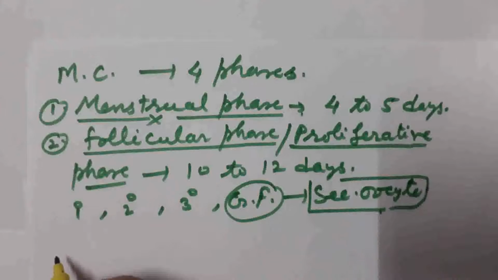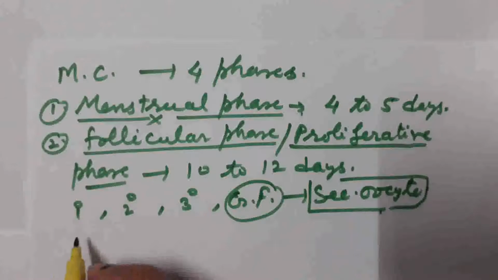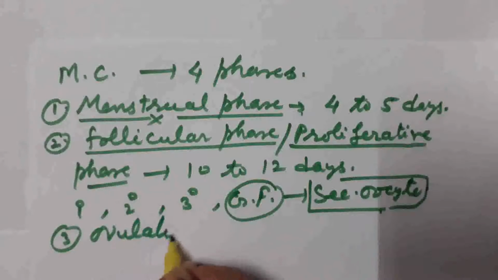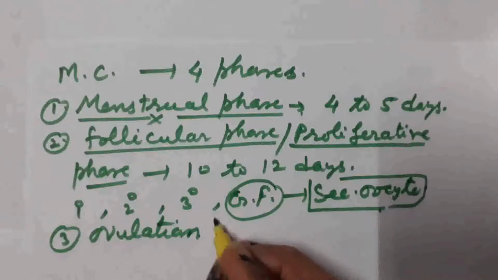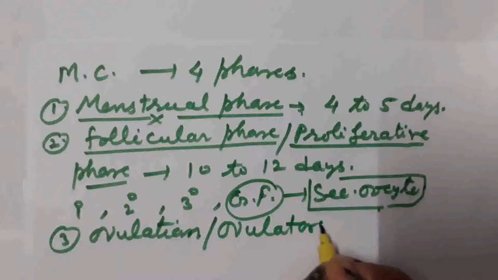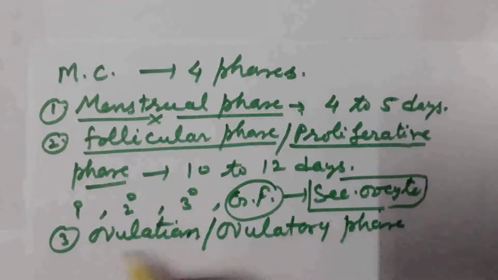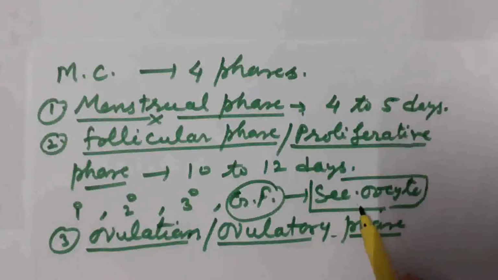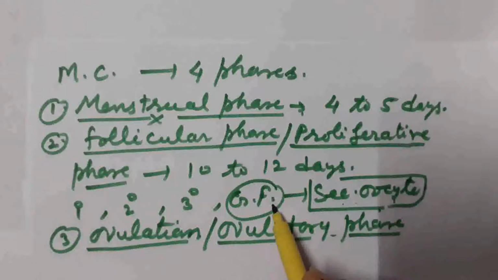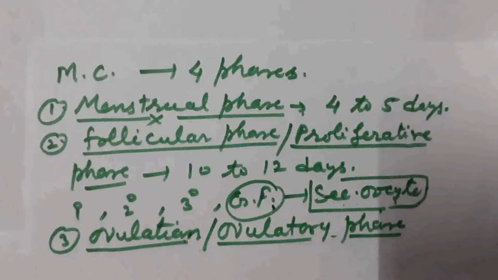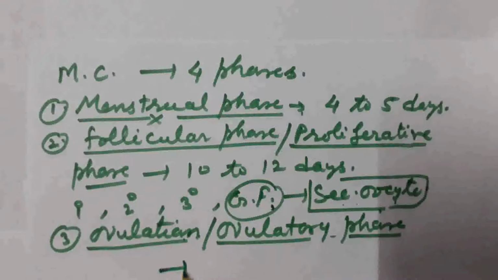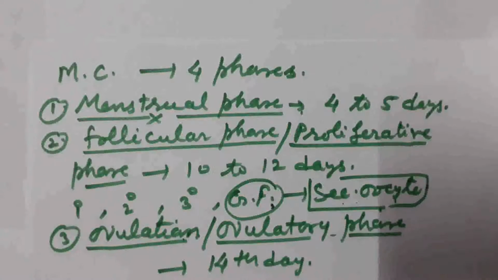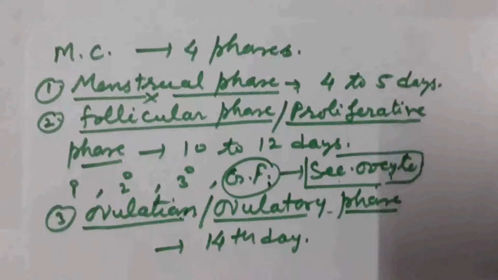After the complete development of the follicles, the third phase starts, that is known as the ovulation or ovulatory phase. Ovulation, that is release of the egg or secondary oocyte, takes place from the Graafian follicle. This is known as ovulation. It takes place on the 14th day, that is the mid of the menstrual cycle. That's why this is known as the ovulatory phase.